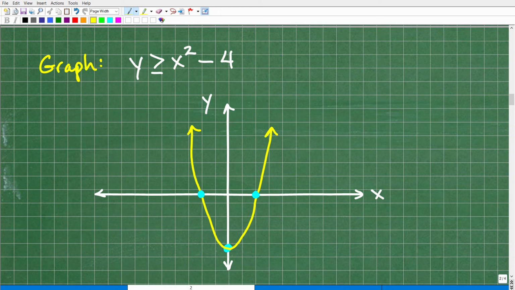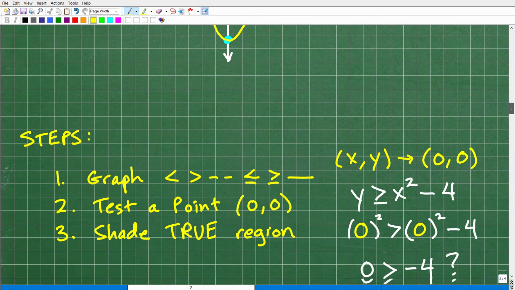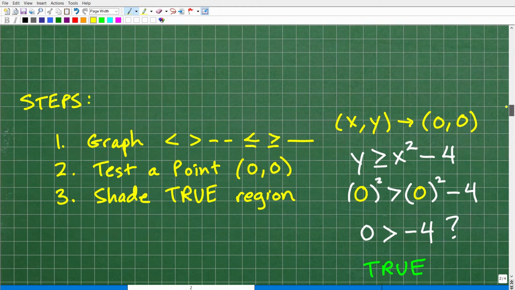I'm going to explain what that means in just a second. But anyway, this is the result of our step one. So now we go back to our notes. We did step one, and what we want to do now is focus on step two, which is to test a point. We're going to test the point 0, 0.